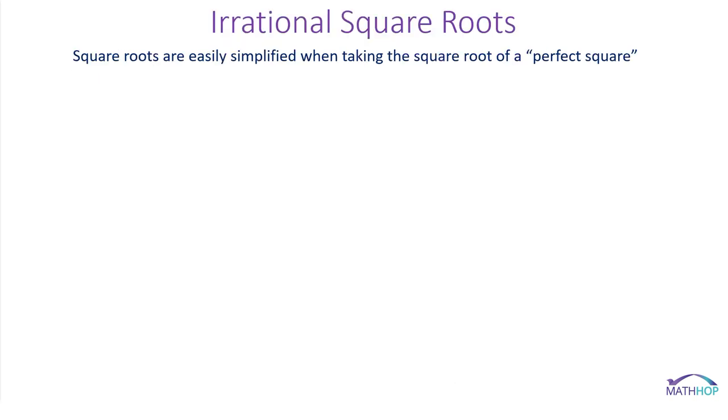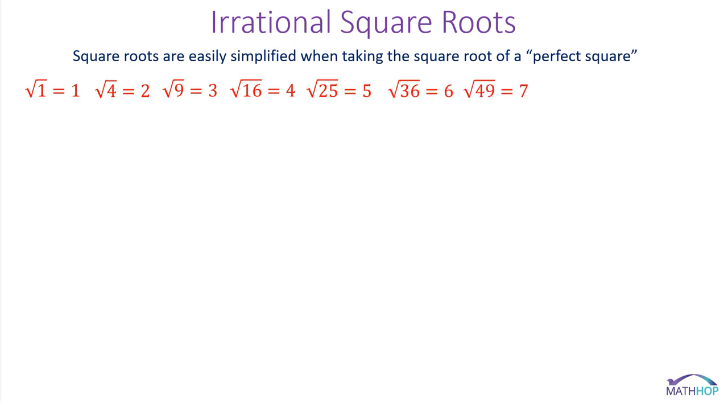All right, now these are all nice and well, but we want to talk about irrational square roots. Square roots are super easy to simplify when we're taking the square root of a perfect square. So the square root of 1 is 1. Square root of 4 is 2. Square root of 9 is 3. Square root of 16 is 4. Square root of 25 is 5. Perhaps I put too many examples on here. Square root of 36 is 6. Square root of 49 is 7. Square root of 64 is 8. And thank goodness I ran out of room. Square root of 81 is 9.